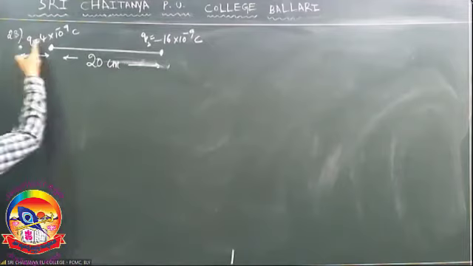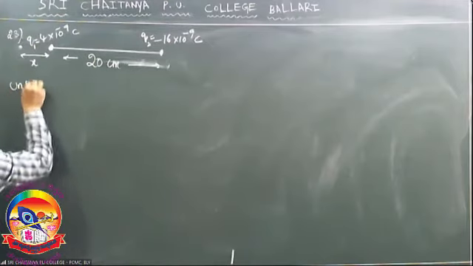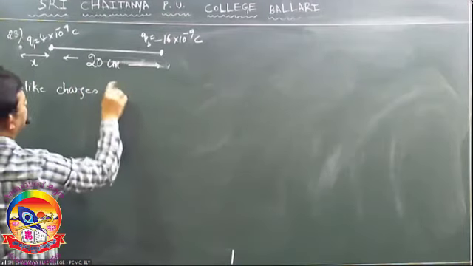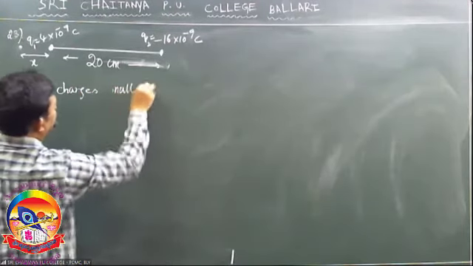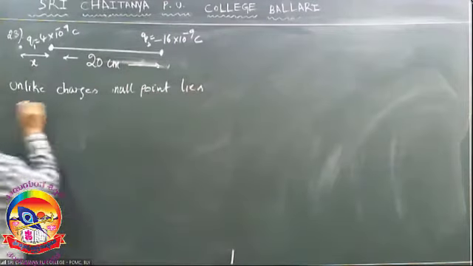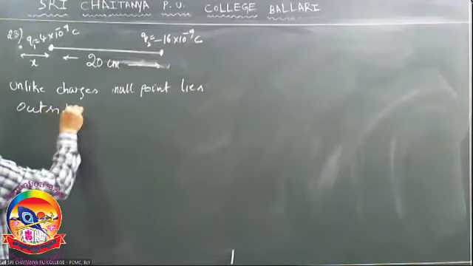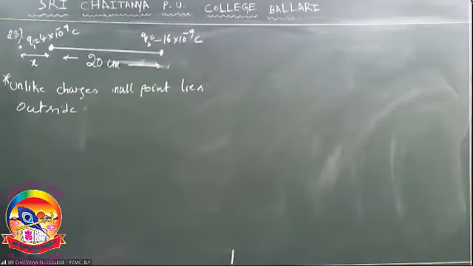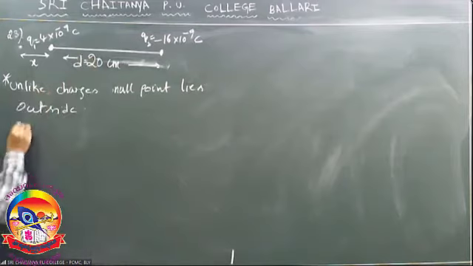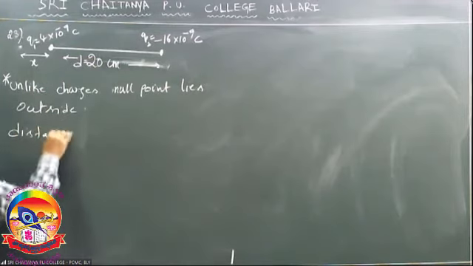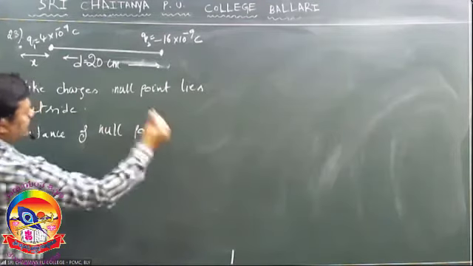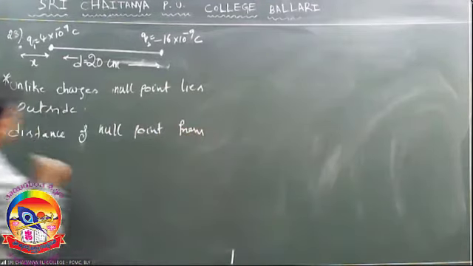First thing, for unlike charges, the null point or neutral point lies outside. So this is D, the distance of the null point from the smaller charge.